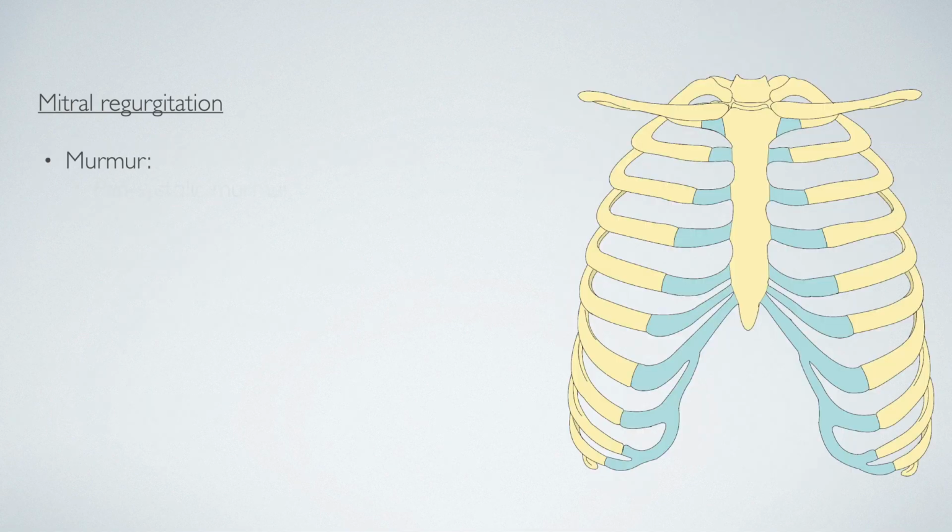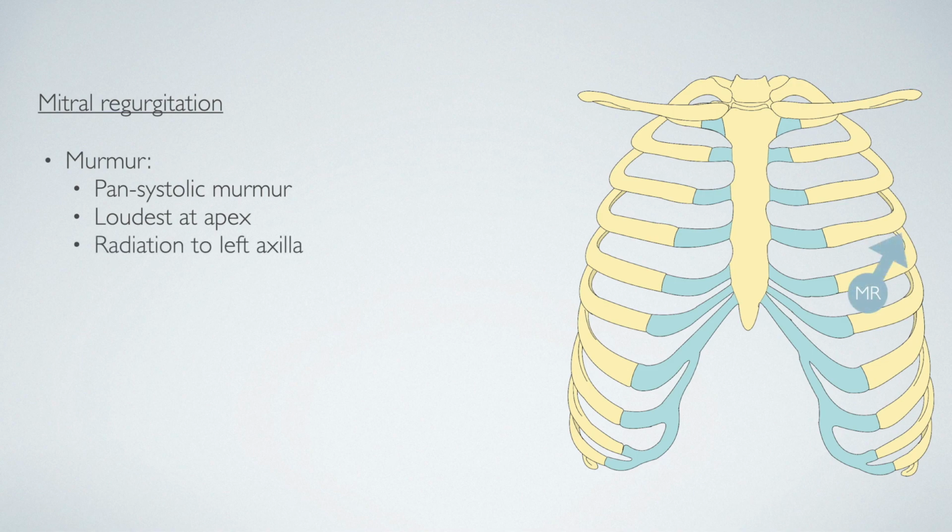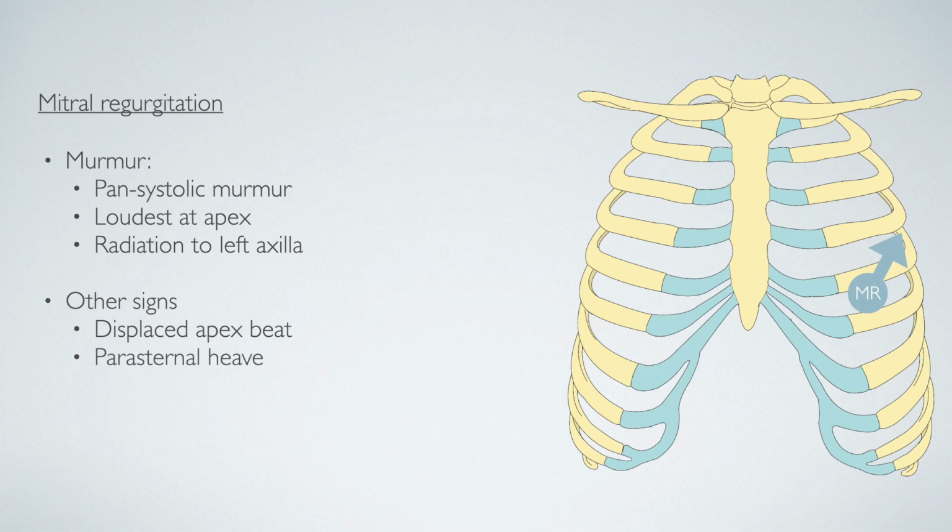Mitral regurgitation produces a pan-systolic murmur that is loudest at the apex of the heart and radiates into the left axilla. Other signs you may see on examination include a displaced apex beat and a parasternal heave. In severe cases, you may see peripheral edema.